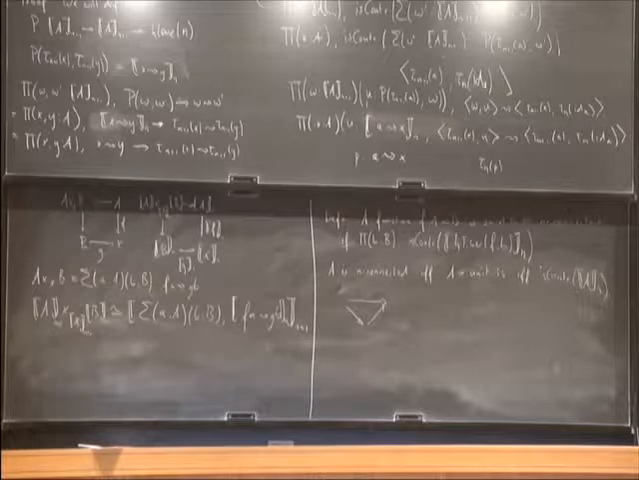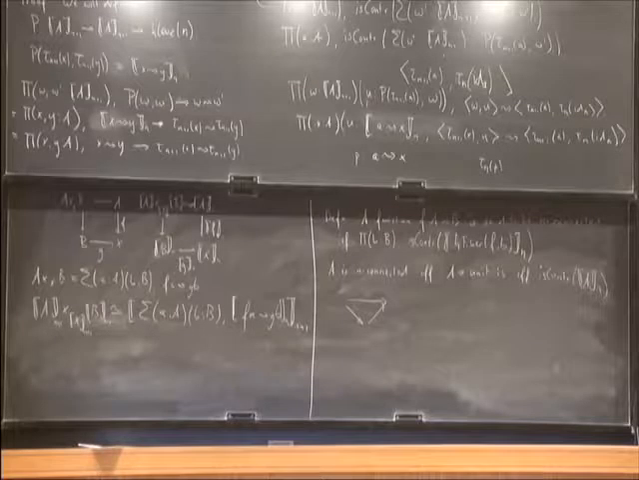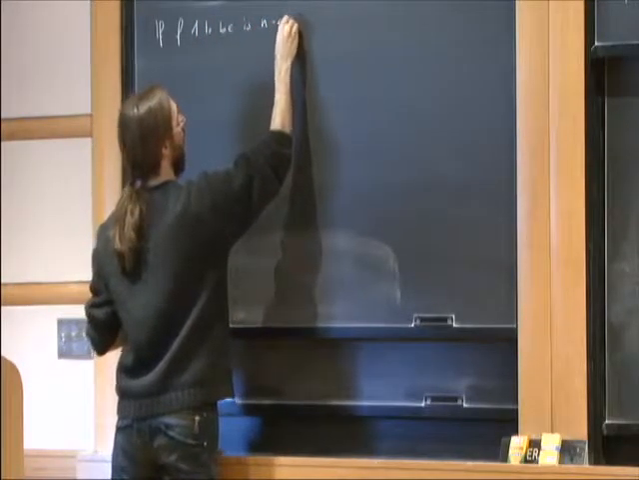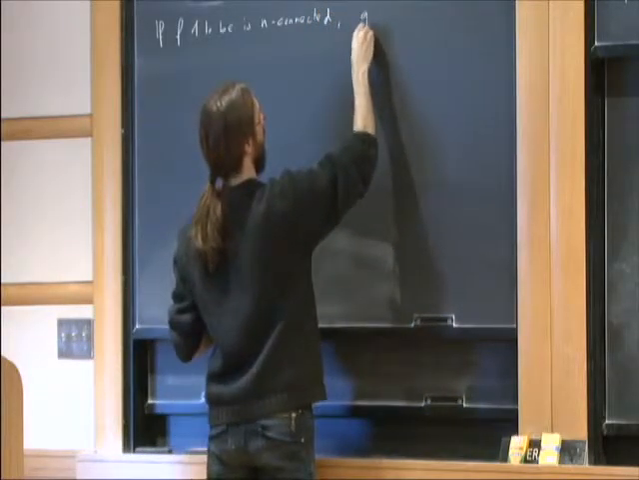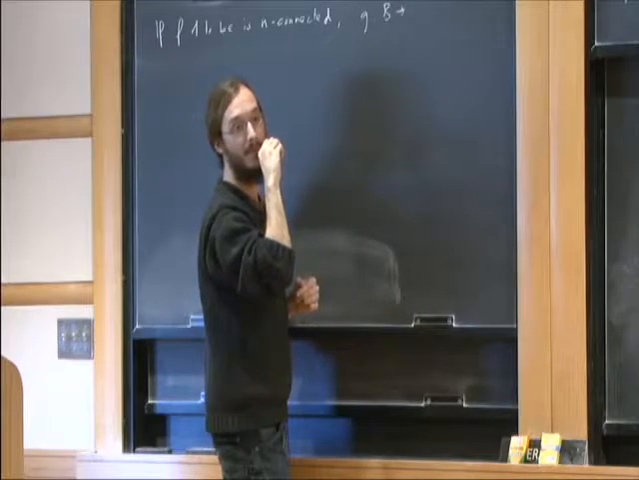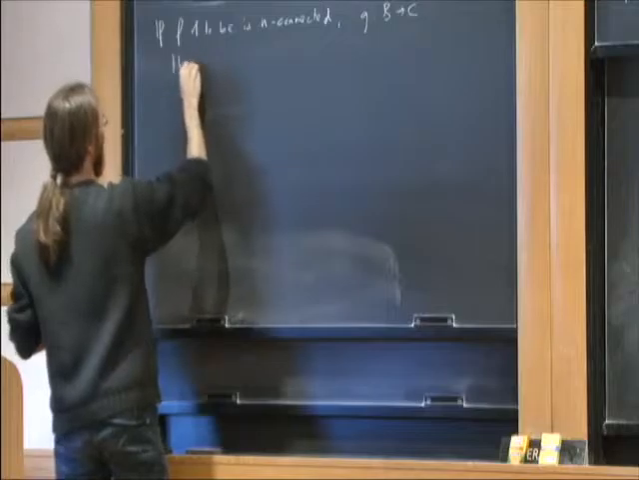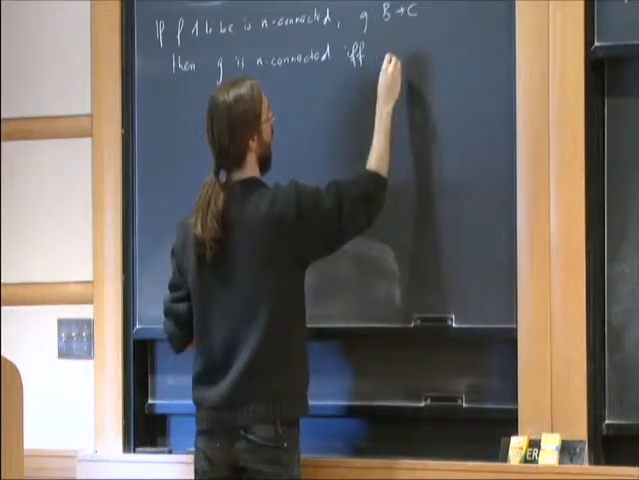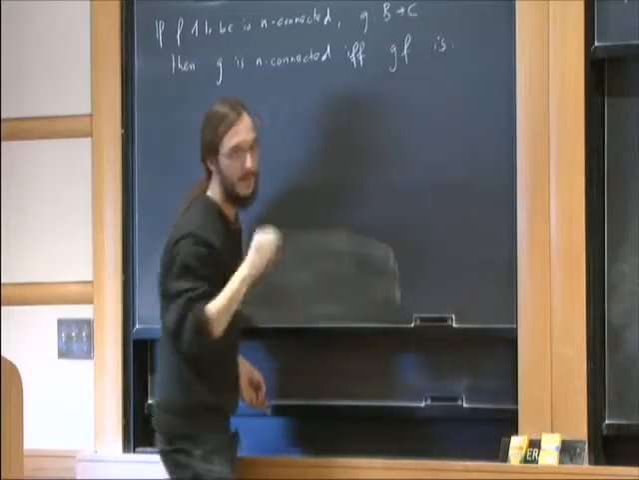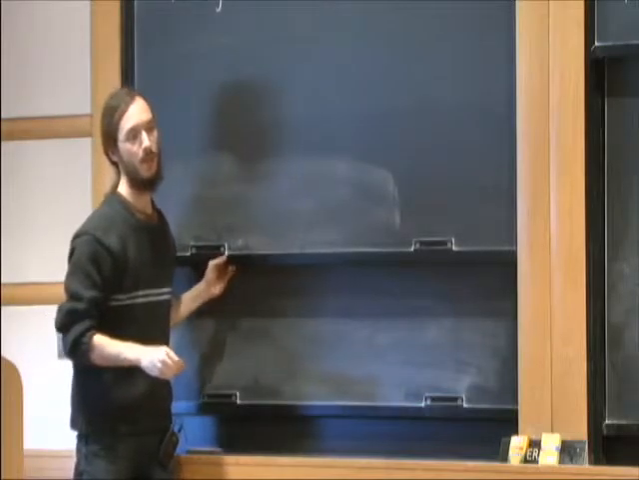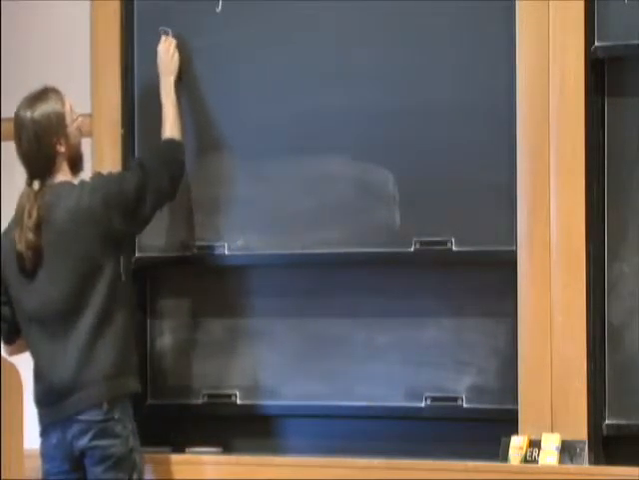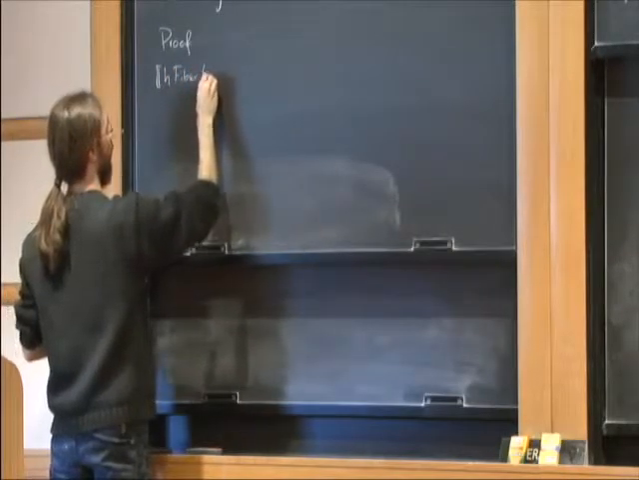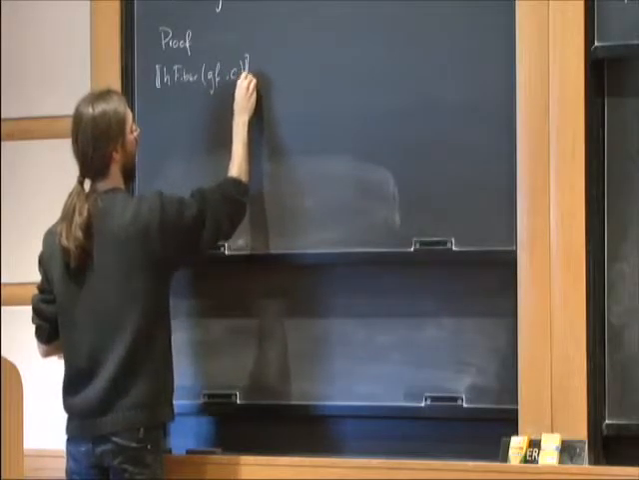So let's just get some easy things. If f from A to B is n-connected, and g is a function from B to C, then g is n-connected if and only if g∘f is. This is very similar to the kind of properties that you have for epimorphisms. And the proof is also easy. You have the n-truncation of the homotopy fiber of g∘f at c. This is something that we should look at.